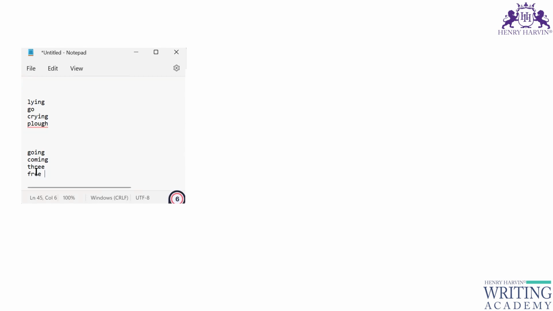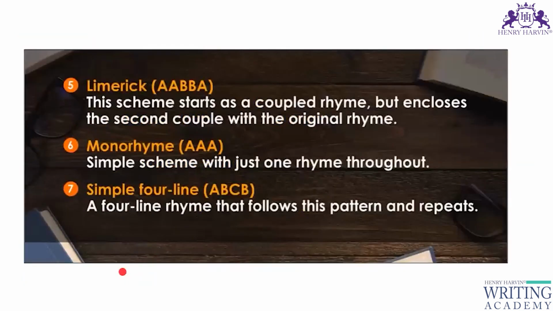Then you have enclosed rhyme. Enclosed rhyme is where you have going here, and you have the matching word at the end. So A, and in between you have B. So going, three, free, coming. The first line and the fourth line rhyme, and the second and the third rhyme. Clear for everyone?